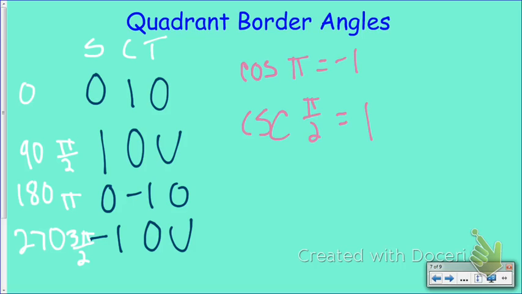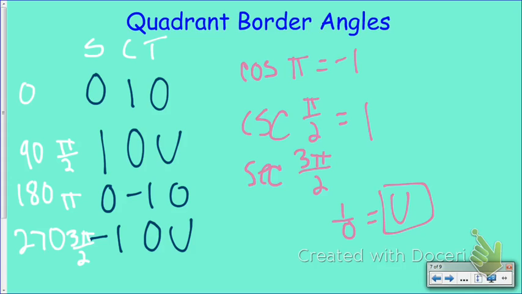What if I wanted to do one that was a 0? What if I wanted to do the secant of 3 pi over 2? That's the reciprocal of cosine, and the cosine of 3 pi over 2 is 0, and 1 divided by 0 is undefined. So the secant of 3 pi over 2 is undefined.